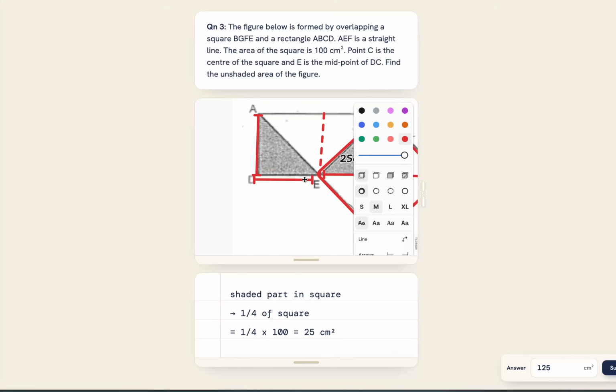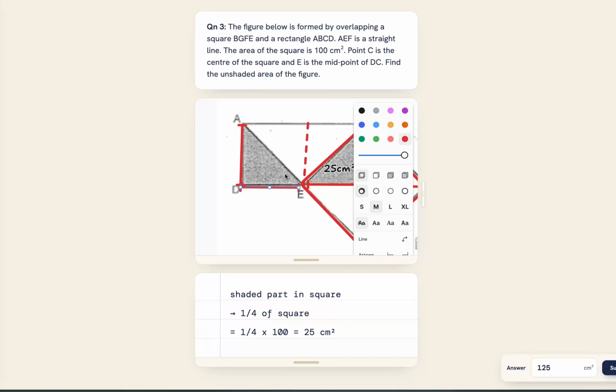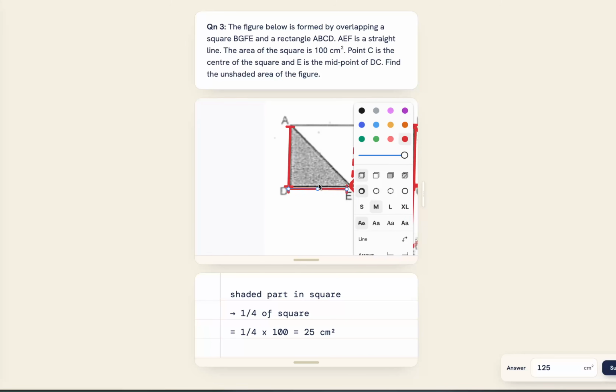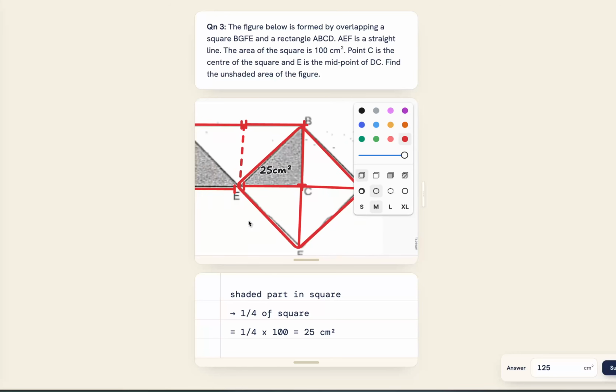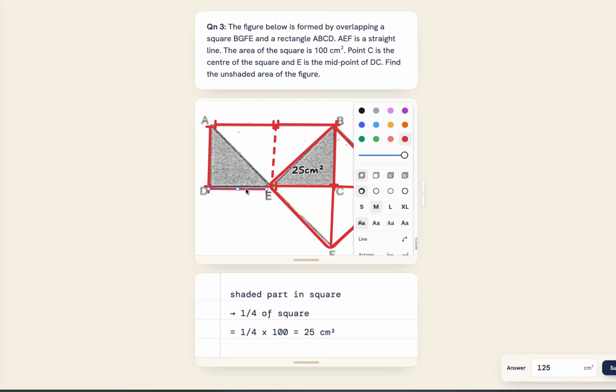this part over here is also the same. So we have the same length and same breadth, which means this is also the same, and this is also the same. So technically, we have equal parts inside this square and rectangle, which also means that this 25 centimeter square is also the unshaded part.